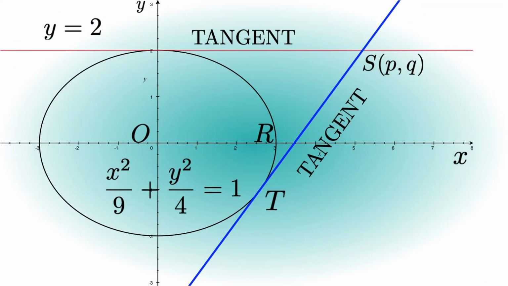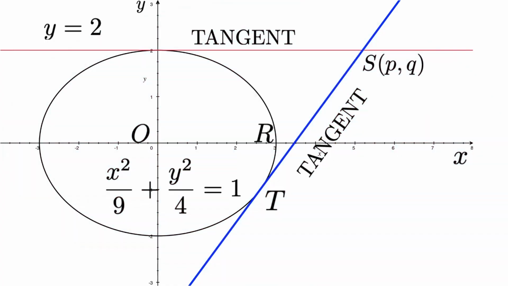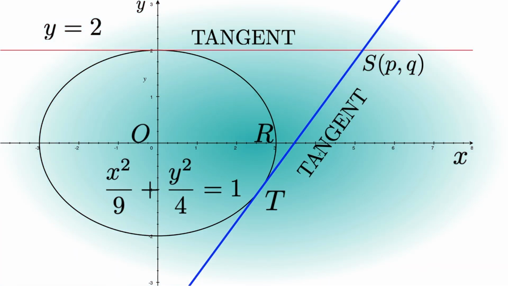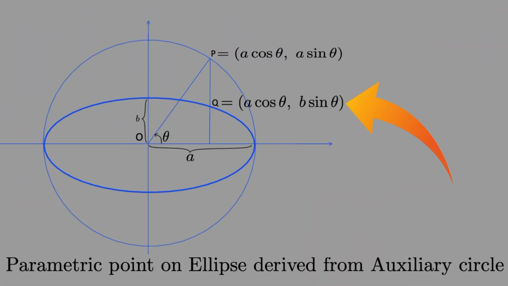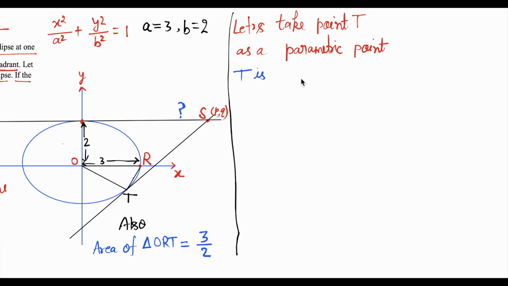We conclude that the tangent which meets the ellipse at one endpoint of the minor axis will be y equal to 2. And if we find the equation of the other tangent line ST, then we can find the coordinates of point S. Here is a graph showing the parametric representation of a point on an ellipse, which is derived from the auxiliary circle. And now let's get back to our problem.